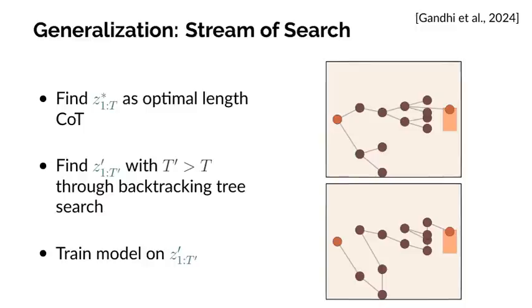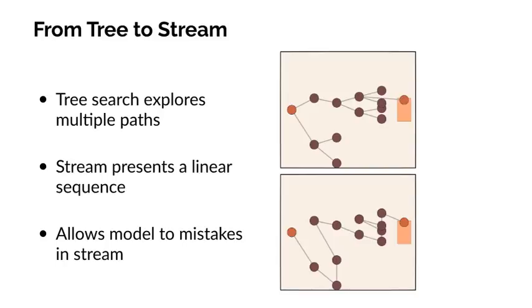This gives us something that looks like it's doing search, even though it really is just a single path from the start to the end. We can then train on these streams in order to get search-like behavior. To summarize that a bit more informally, we're going to try to convert from a tree to a stream. We do tree search to explore multiple paths. We'll convert this stream as a linear sequence, and then we'll allow models to see their mistakes in the stream.